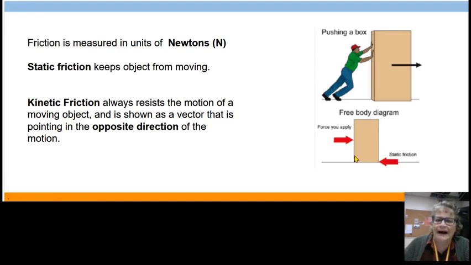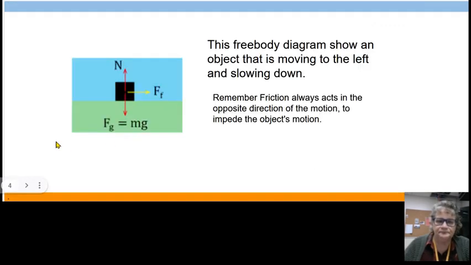So it's always in the opposite direction of the motion. It shows as a vector that is pointing in the opposite direction of the motion. So if we're applying the force in the rightward direction, then the friction, whether it's static or kinetic, would be in the leftward direction. Friction is always opposite the direction of the motion.